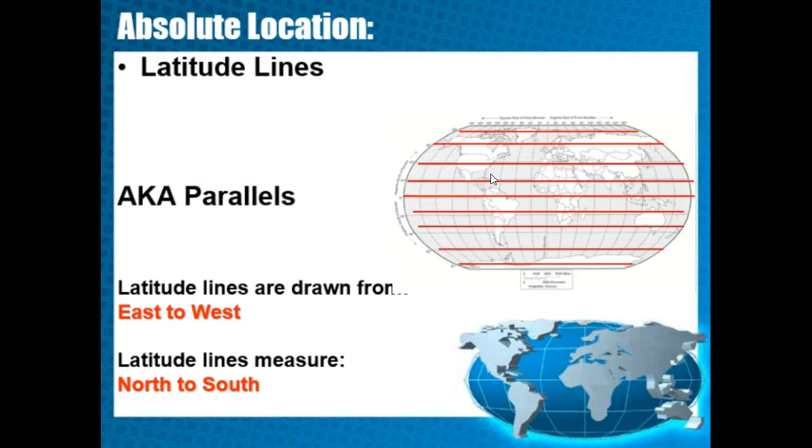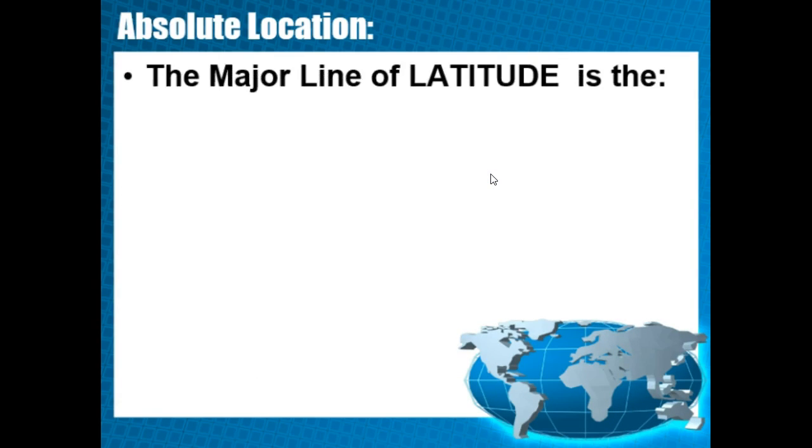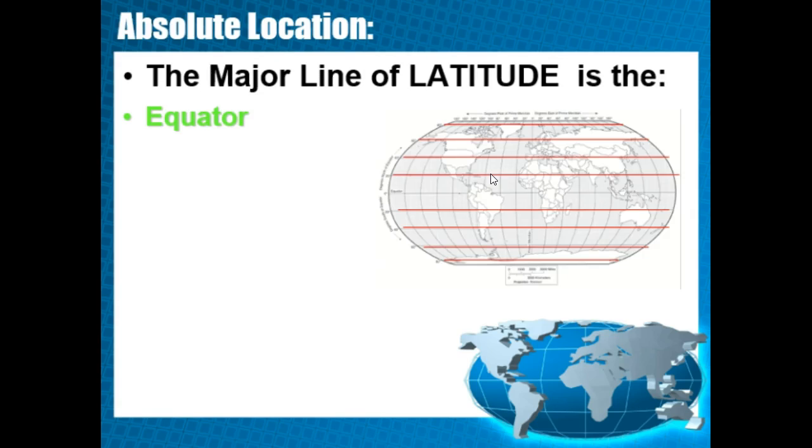So this is what they look like. Those are your latitude lines. Like I said, they run east to west, measure north and south, aka parallels. The major line of latitude, the center line of latitude, is going to be your equator, okay? Your equator measures at 0 degrees, and all latitude lines measure from 0 degrees all the way up to 90 degrees. 90 degrees here and 90 degrees here, okay?